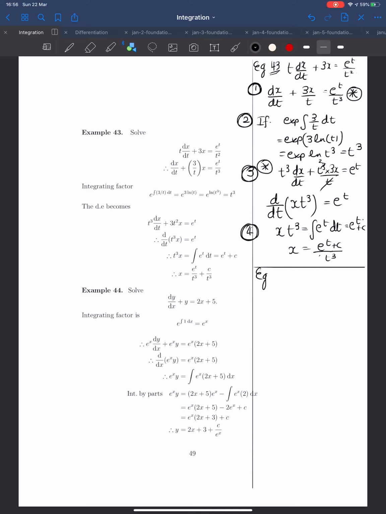Example 44. We've got dy by dx plus y is 2x plus 5. Okay. The coefficient of dy by dx is 1, so we've done step 1. So we go straight into step 2. The integrating factor is the exponential of the integral, and it's 1 this time, because if you look, the y is what we're interested in, the function of x that's multiplying the y. Well, that's just 1 dx, because that's e to the x. Step 3, multiply everything by e to the x.